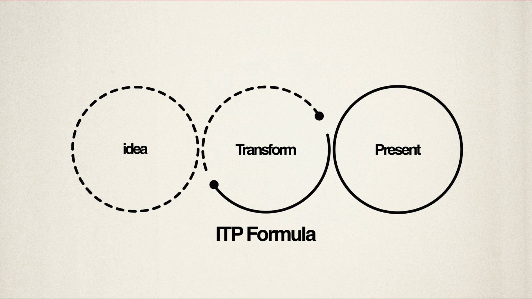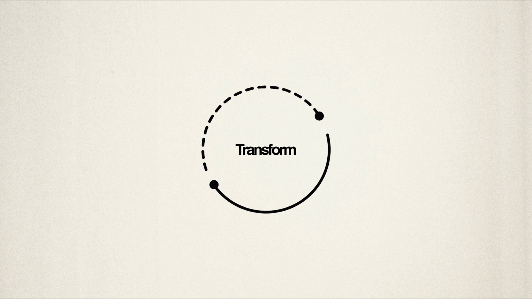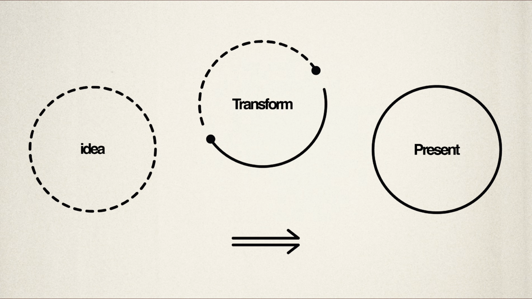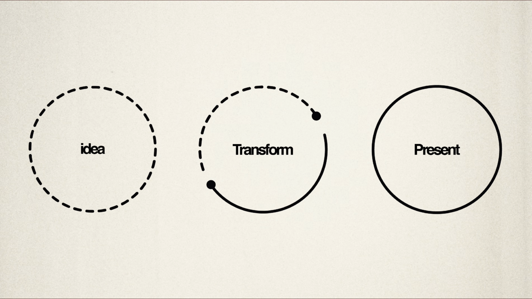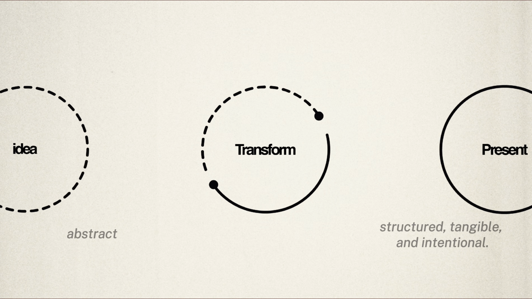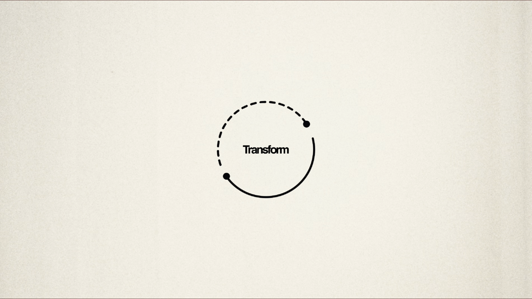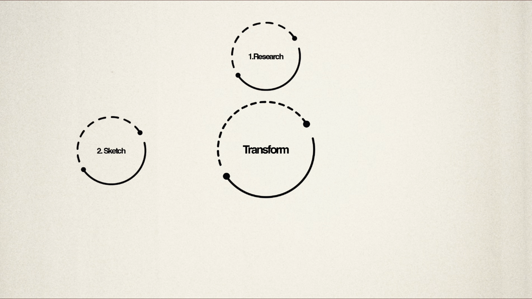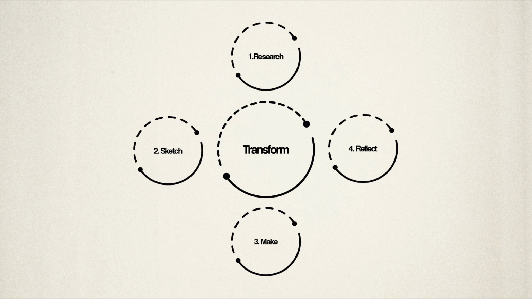Step 2 is transformation. This is where design truly happens. An idea is often abstract, so if you want to make an idea into a design you can present, you need to transform it. Transformation is the process of turning something abstract into something structured, tangible, and intentional. I've broken transformation down into 4 mini steps: research, sketch, make, and reflect.